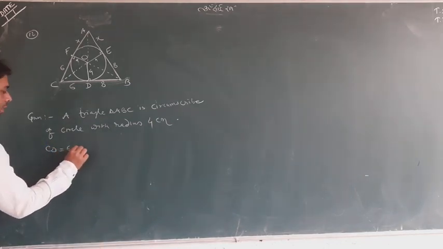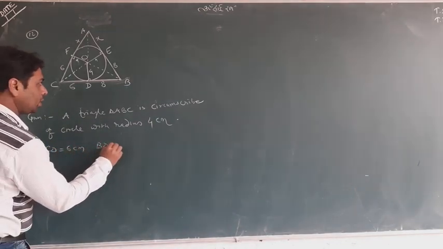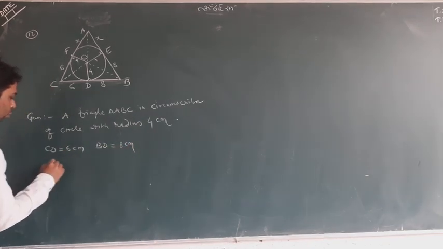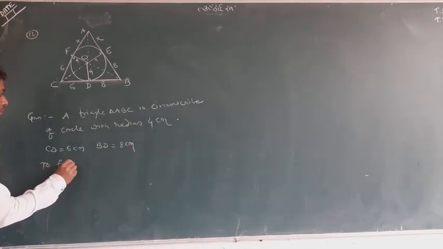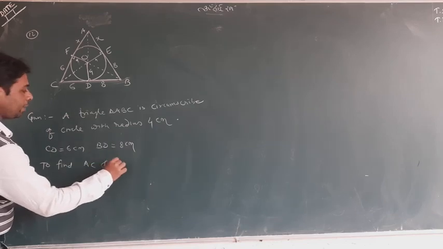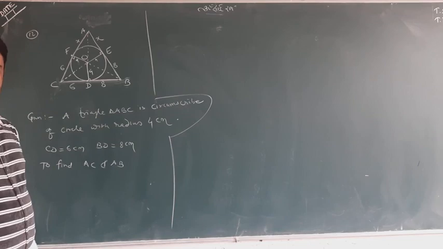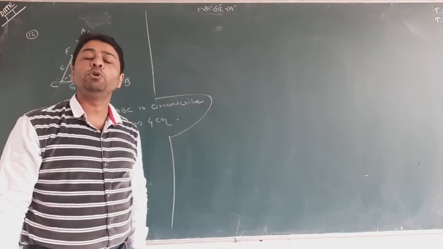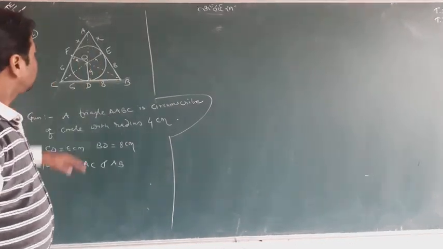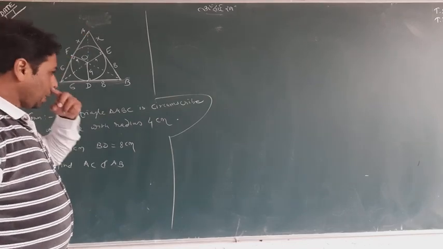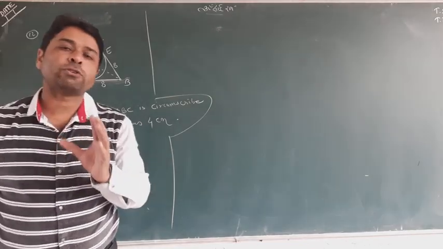CD is equal to 6 centimeter, BD is equal to 8 centimeter. To find AC and AB. This is only the abstract of the question I have mentioned here. Now, I start with a beautiful thing: we connect the question with the area of triangle.